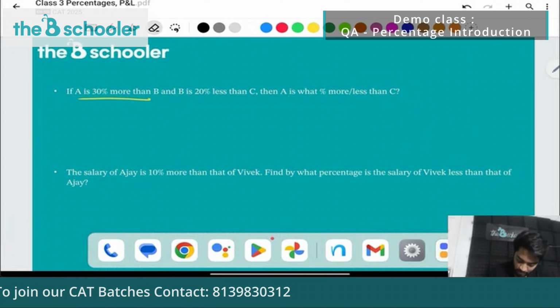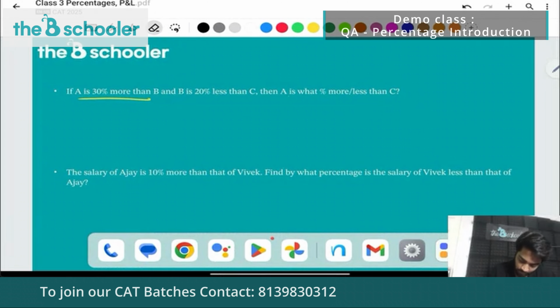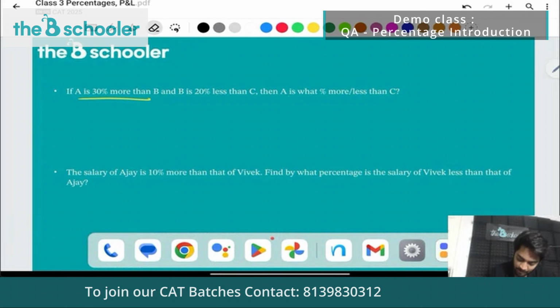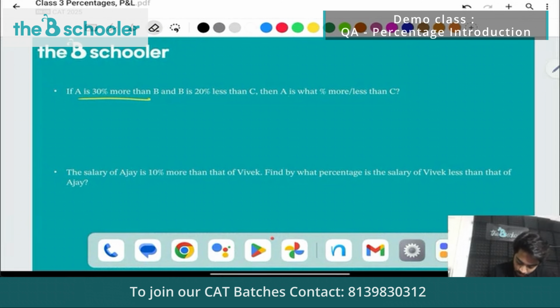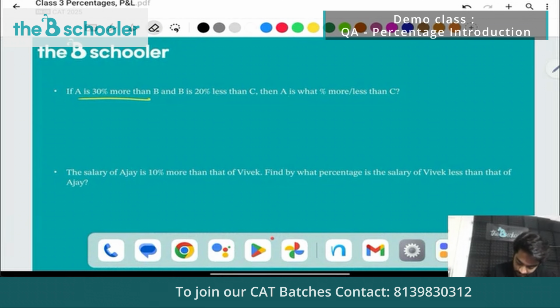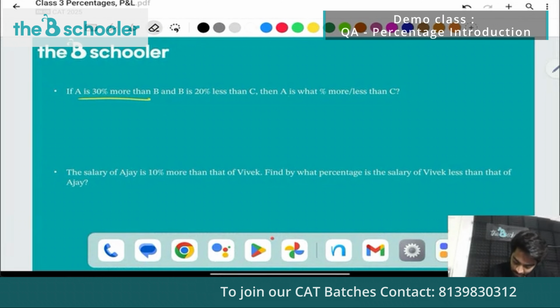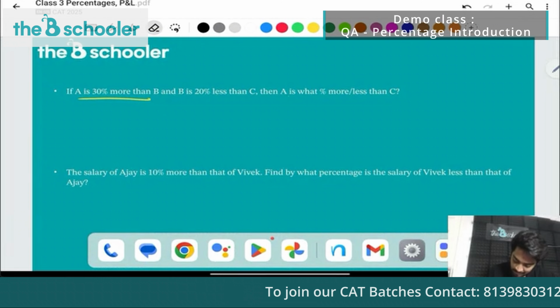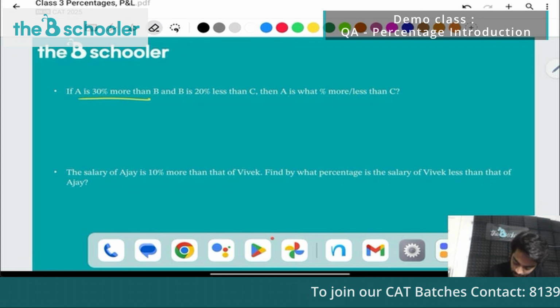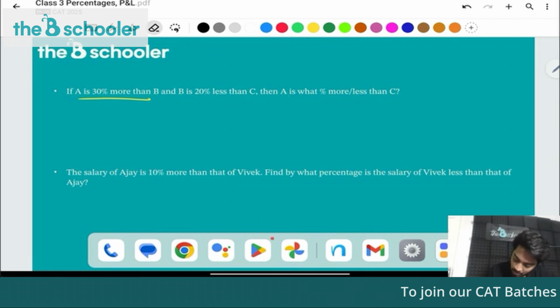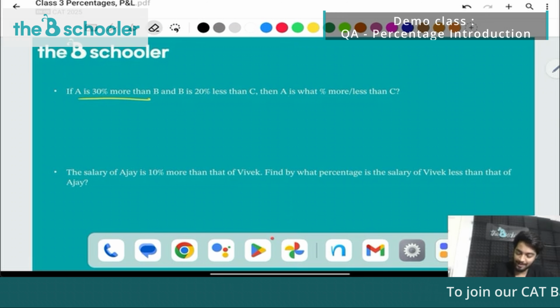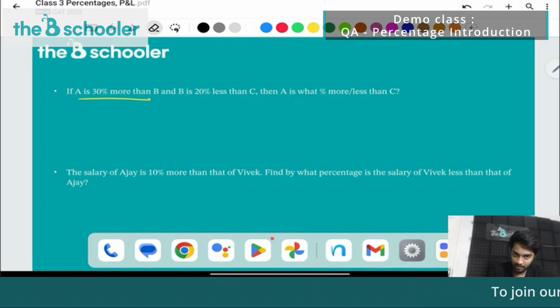Okay, so what is told? The moment you read this, A is 30% more than B, you have to write A is equal to 1.3 times B. Now the next information that is given: B is 20% less than C. That means B is equal to 0.8 C. What is the question? A is what percentage more or less than C. So that means you have to compare A and C, so you have to get A and C in an equation. Can you see it, right?